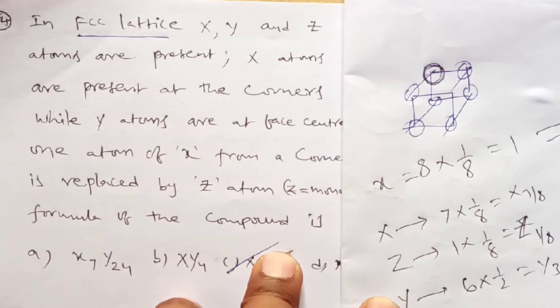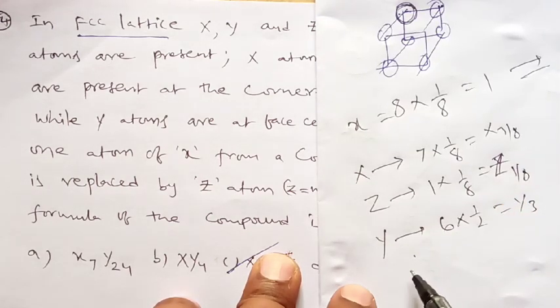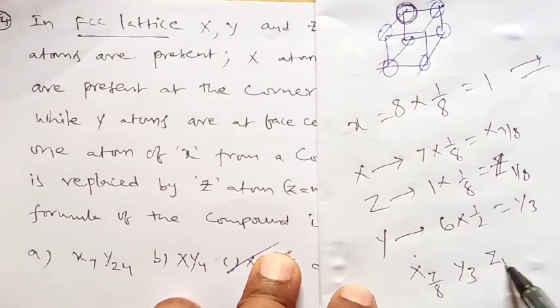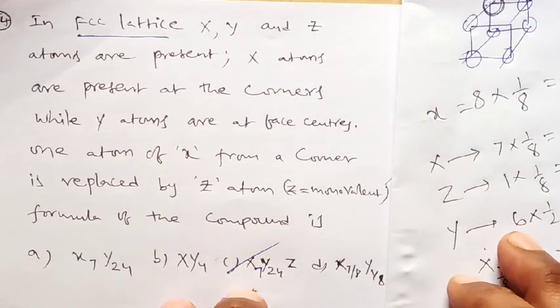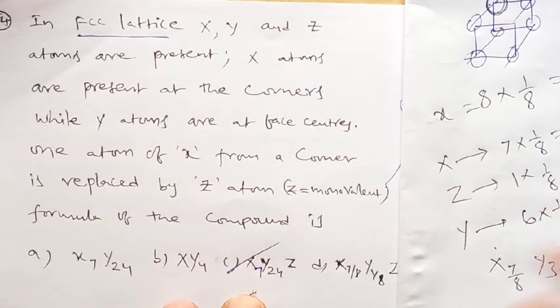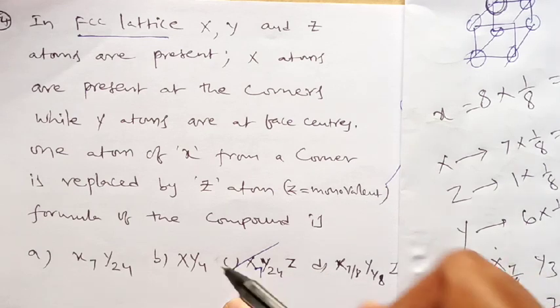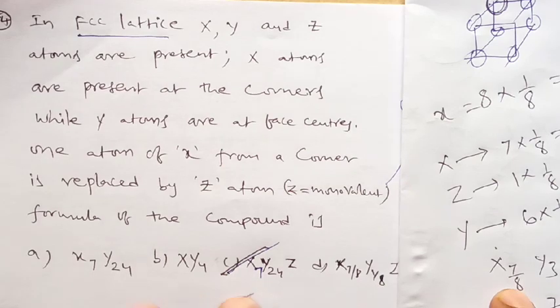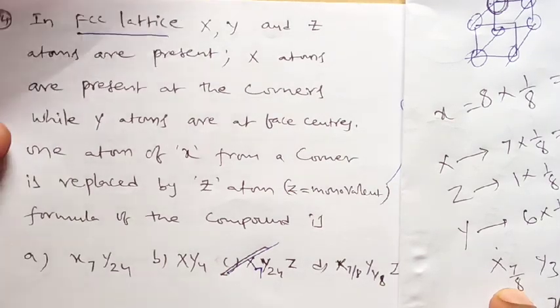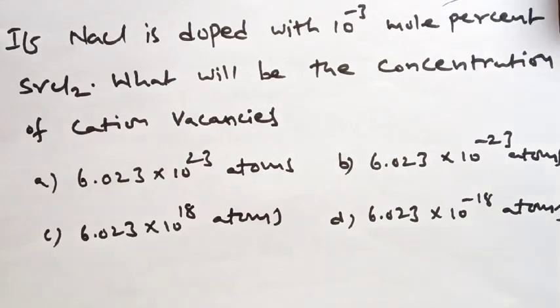Then what is the formula now? X 7 by 8, Y3, Z 1 by 8. Is it matched? So here multiply with 8. So what will we get here? X 7 by 8 into 8 is nothing but X7. Y 3 into 8 is nothing but Y24. Z 1 by 8 into 8 is nothing but Z. So what is our option? C. Is it clear? So this is one of the important models. Do it carefully. Now look at the next question.